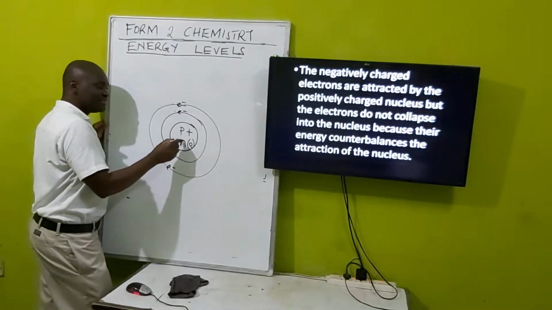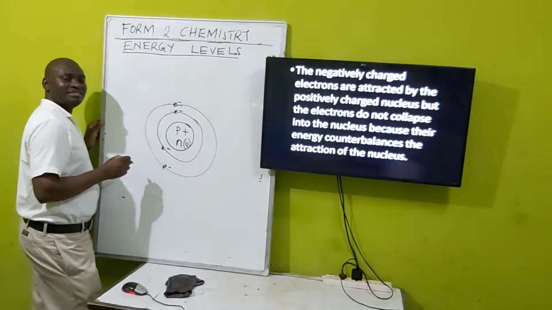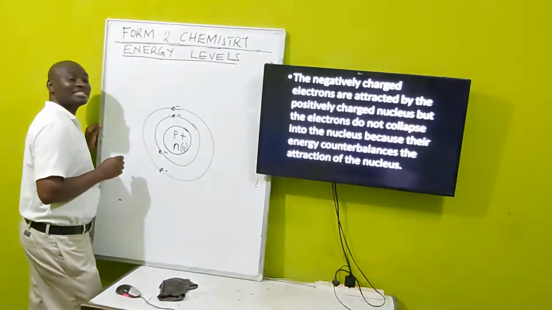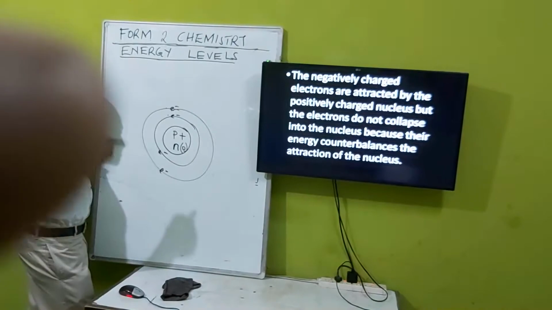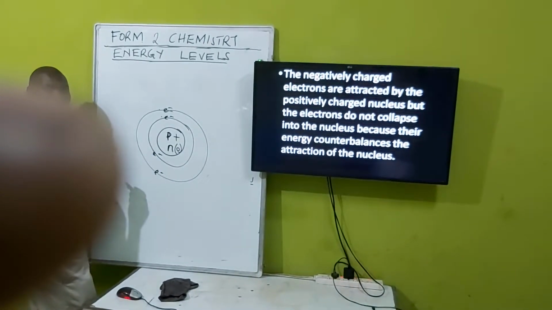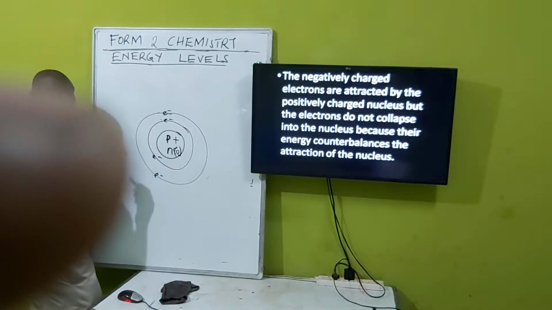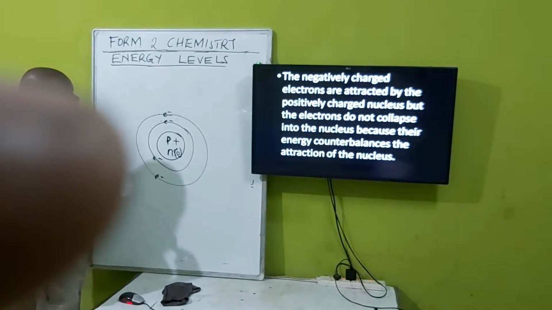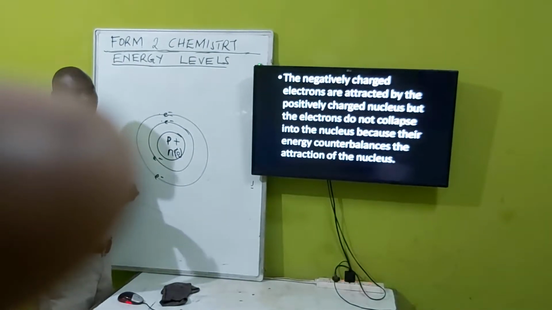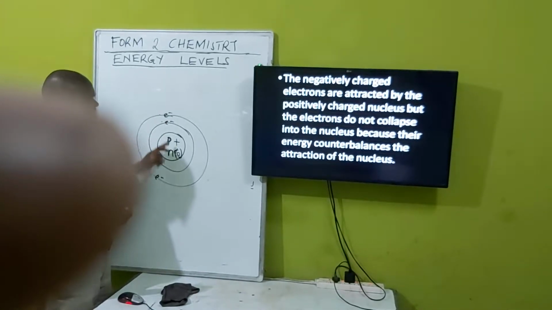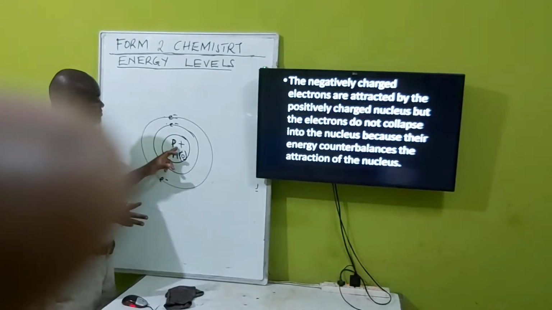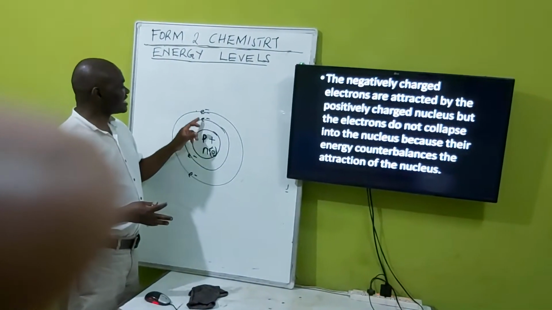The role of the neutrons in the nucleus is to bind the protons, so that the protons do not repel. Remember, like charges repel. But the reason why these protons do not repel is because of the binding effect of the neutrons. The negatively charged electrons are pulled towards the nucleus. The positive nucleus attracts the negative electrons.